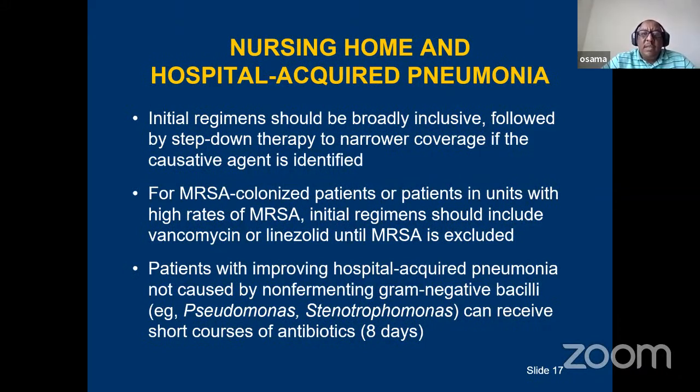Nursing home and hospital-acquired pneumonia. Initial regimen should be broadly inclusive, followed by step-down therapy to narrower coverage if a positive organism is identified. For methicillin-resistant Staph aureus colonized patients, or patients in a unit with a high rate of methicillin-resistant Staph aureus, the initial regimen should include vancomycin or linezolid until methicillin-resistant Staph aureus is excluded. Patients with improving hospital-acquired pneumonia not caused by non-fermenting gram-negative bacilli such as Pseudomonas or Stenotrophomonas can receive a short course of antibiotic for 8 days.